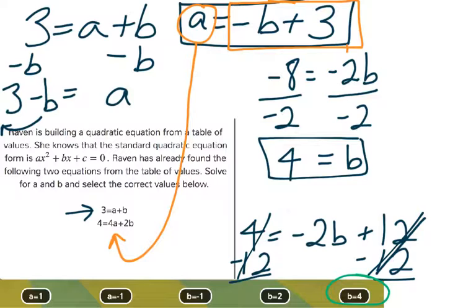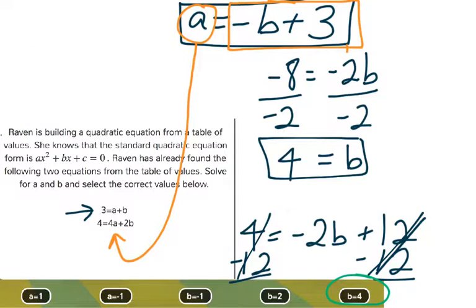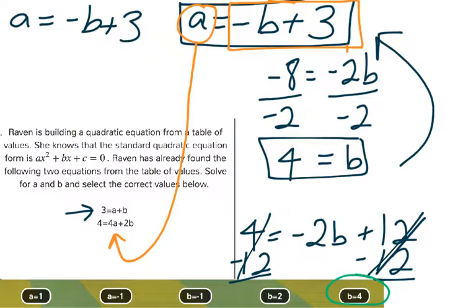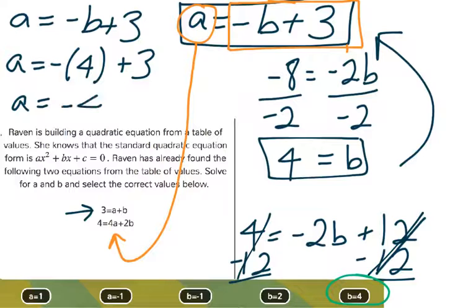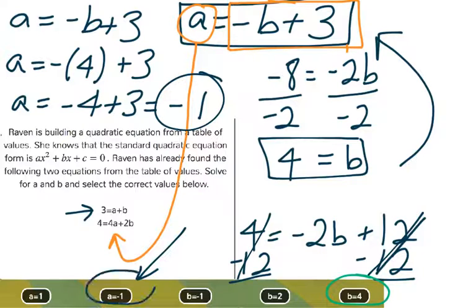Now we just need to find out what a is. Luckily, you might remember up here, I actually have an equation for a. I'm going to write it over here. a equals negative b plus 3. And I know what b is now. It's 4. So a equals negative 4 plus 3. a equals negative 4 plus 3, which just becomes negative 1, which is right here. So my answers are a equals negative 1, b equals 4.